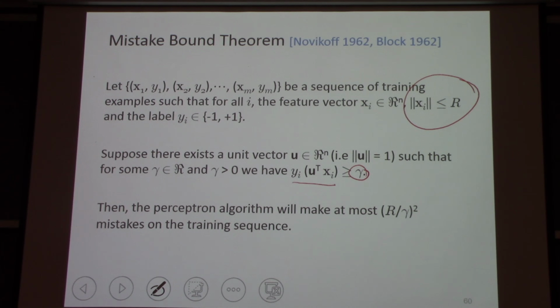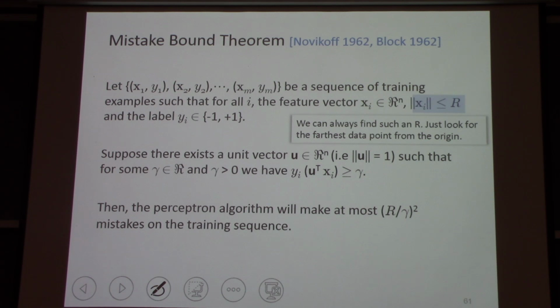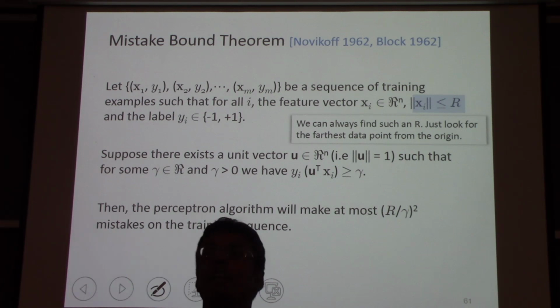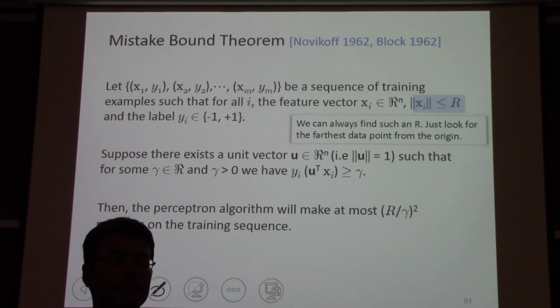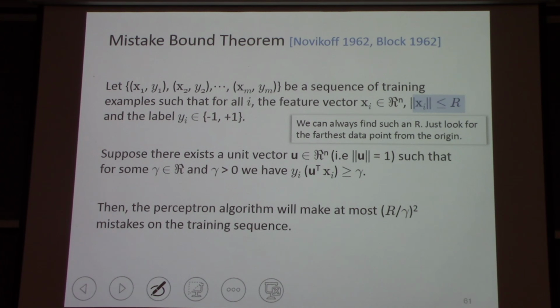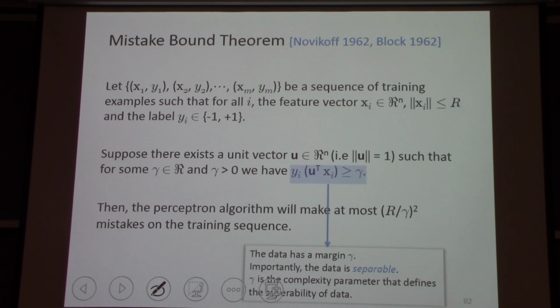So let me just clarify a few points and then you can ask questions. The first thing is this condition that the points should lie inside a ball of size r is nothing special. Because given any finite set of points, I can always find a large enough circle that contains all of them. So let's call the distance of the farthest point from the origin r. And that satisfies this first condition. So the first condition is trivial. It's always possible to find an r. The second one is the more subtle point here.